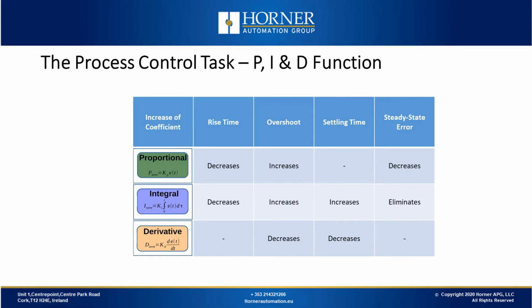Let's look at what happens as we increase P, I, and D. Let's start with the proportional term. It helps us decrease our rise time, which helps get there quickly. However, if we set it too high, it will increase our overshoot. Increasing it a little bit could help decrease steady state error, but we may struggle to get to our set point accurately. If we go too high with the integral, it will increase overshoot and increase settling time, but it can eliminate steady state error.